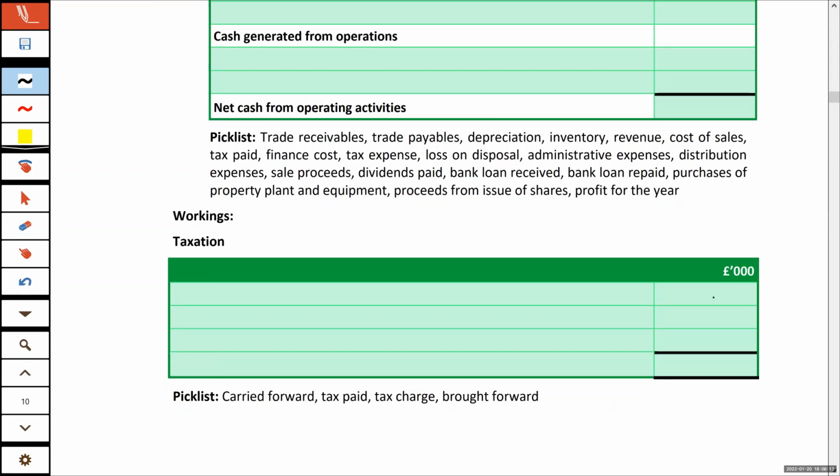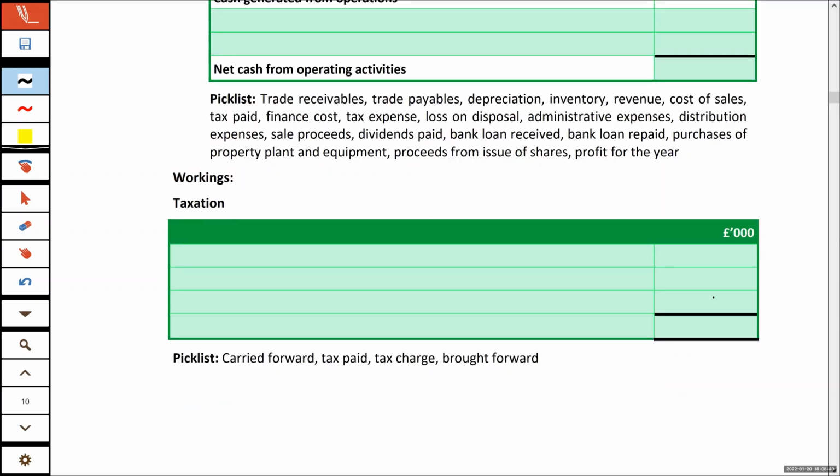Remember, in task 1 and 2 of your paper, you will be given working boxes. It's not compulsory. It is not a must that you have to use them. However, if you do use them, the benefit is if your final answer is wrong, you will still get marks for your workings. So, in other words, my suggestion would be make use of the working boxes and type in whatever is required.